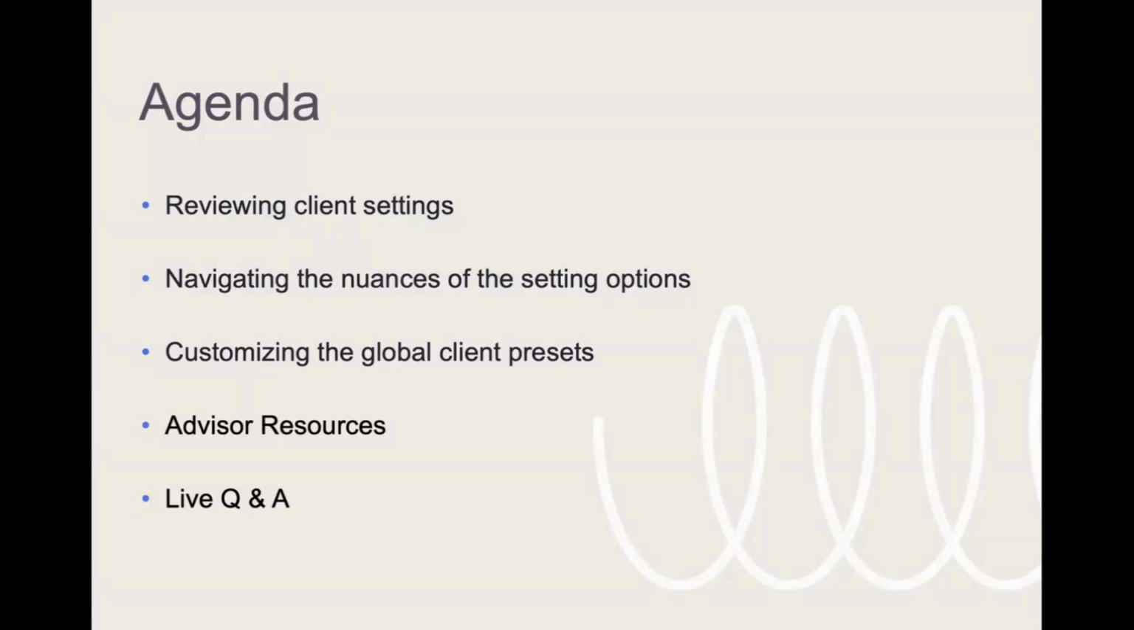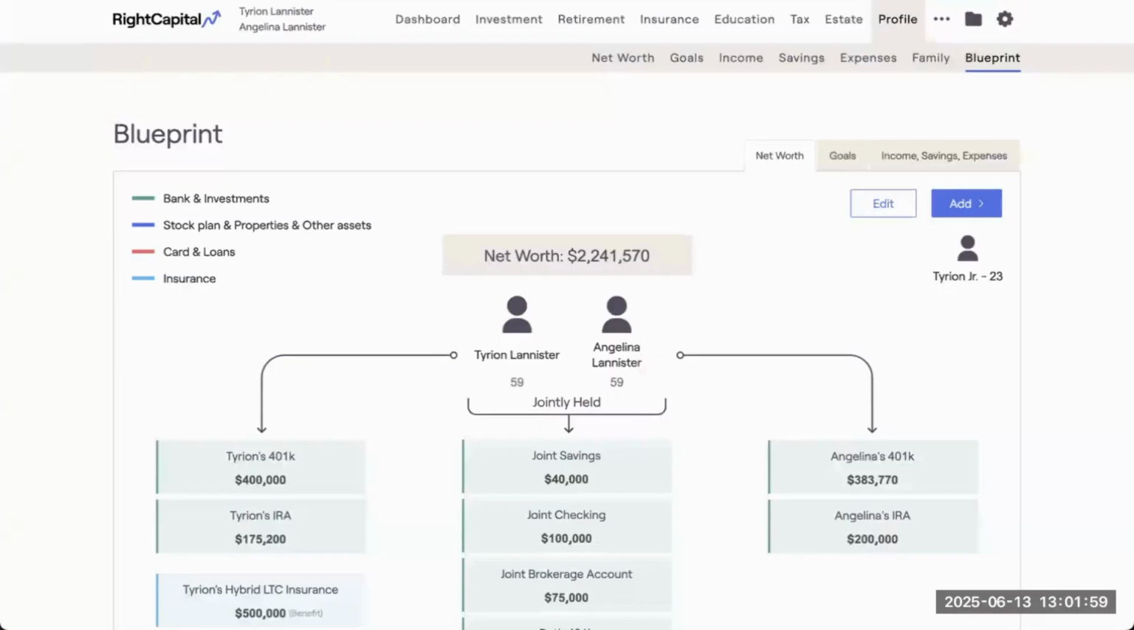Now, switching gears into RightCapital. So we're going to be starting the conversation off in a client plan. This is going to be the case study that we're looking at today. So starting in the profile blueprint module, this is where we will see a nice, easy to understand visualization of the client's current plan. Before we dive into the impacts of some of those settings and how it impacts the future projections and a couple other pieces, it's important that we understand who we are looking at today.